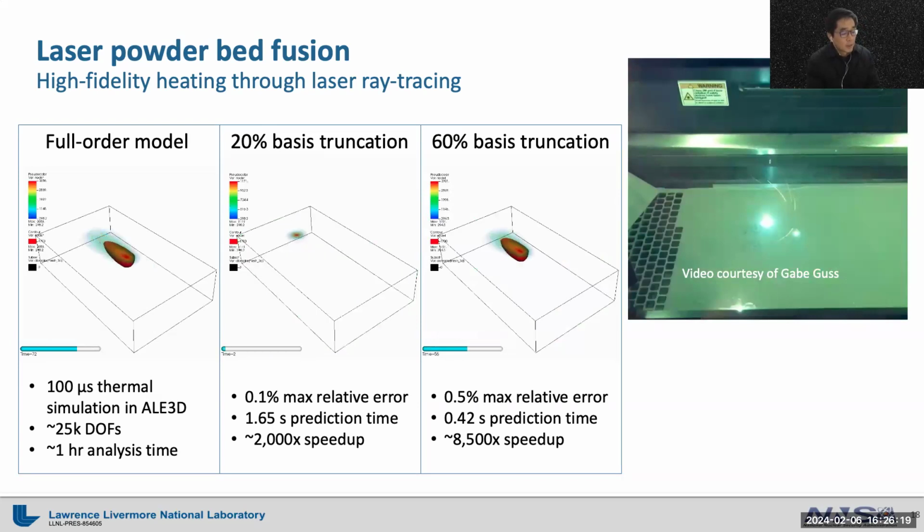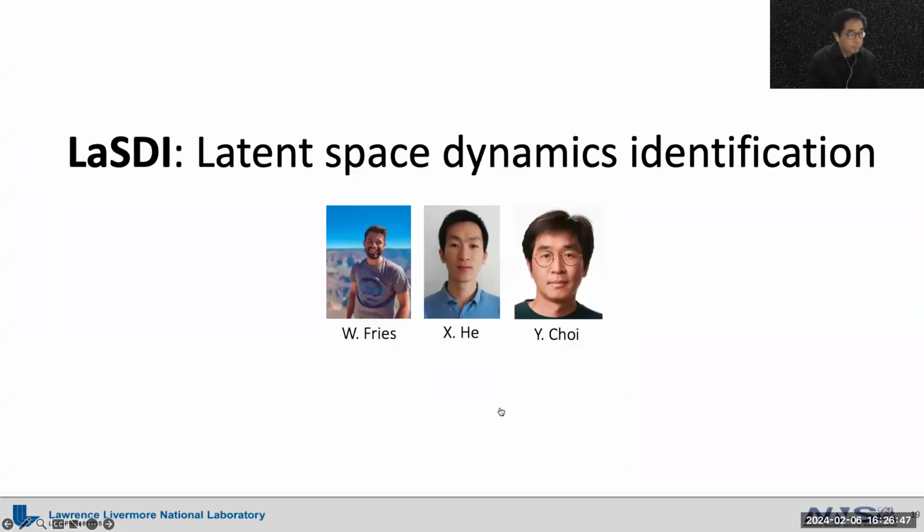But if you want to achieve a larger speedup, then this DMD, just like the projection-based reduced order model, has tunable accuracy. You can truncate the basis further and achieve an 8,500 times speedup instead of 2,000, and of course by sacrificing some accuracy, but not much, like 0.1% to 0.5% relative error.